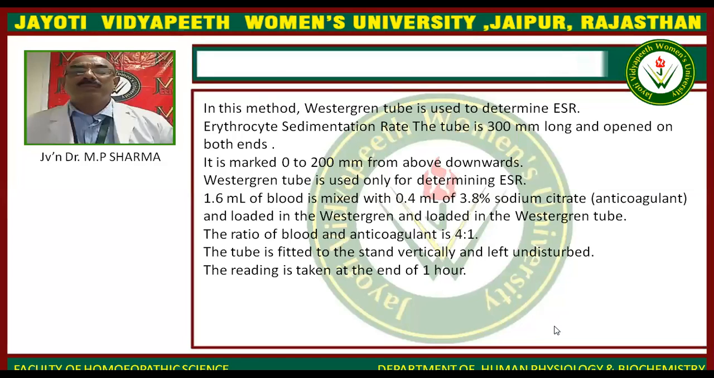Loaded in Westergren tube, the ratio of blood and anticoagulant is 4:1. The tube is kept to stand vertically and left undisturbed. The reading is taken at the end of 1 hour.